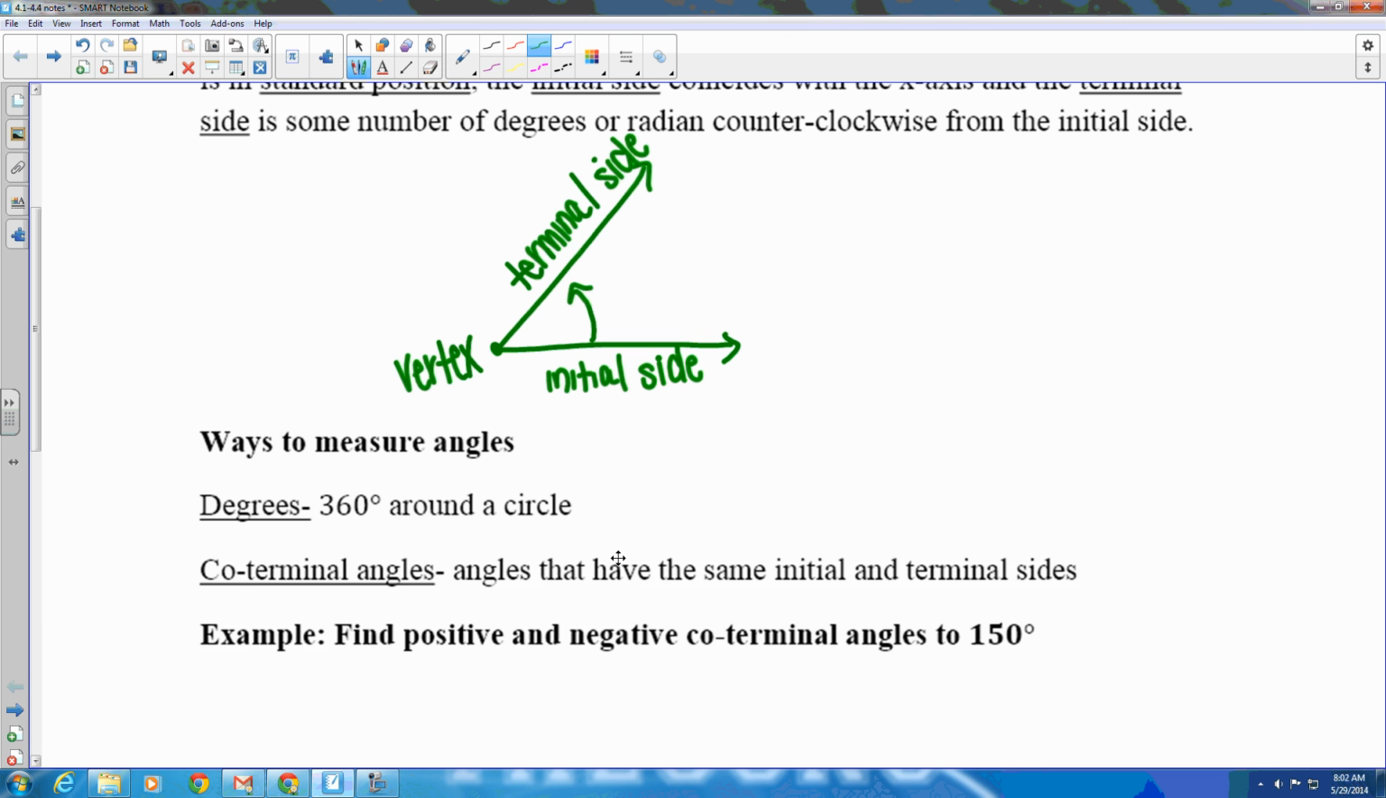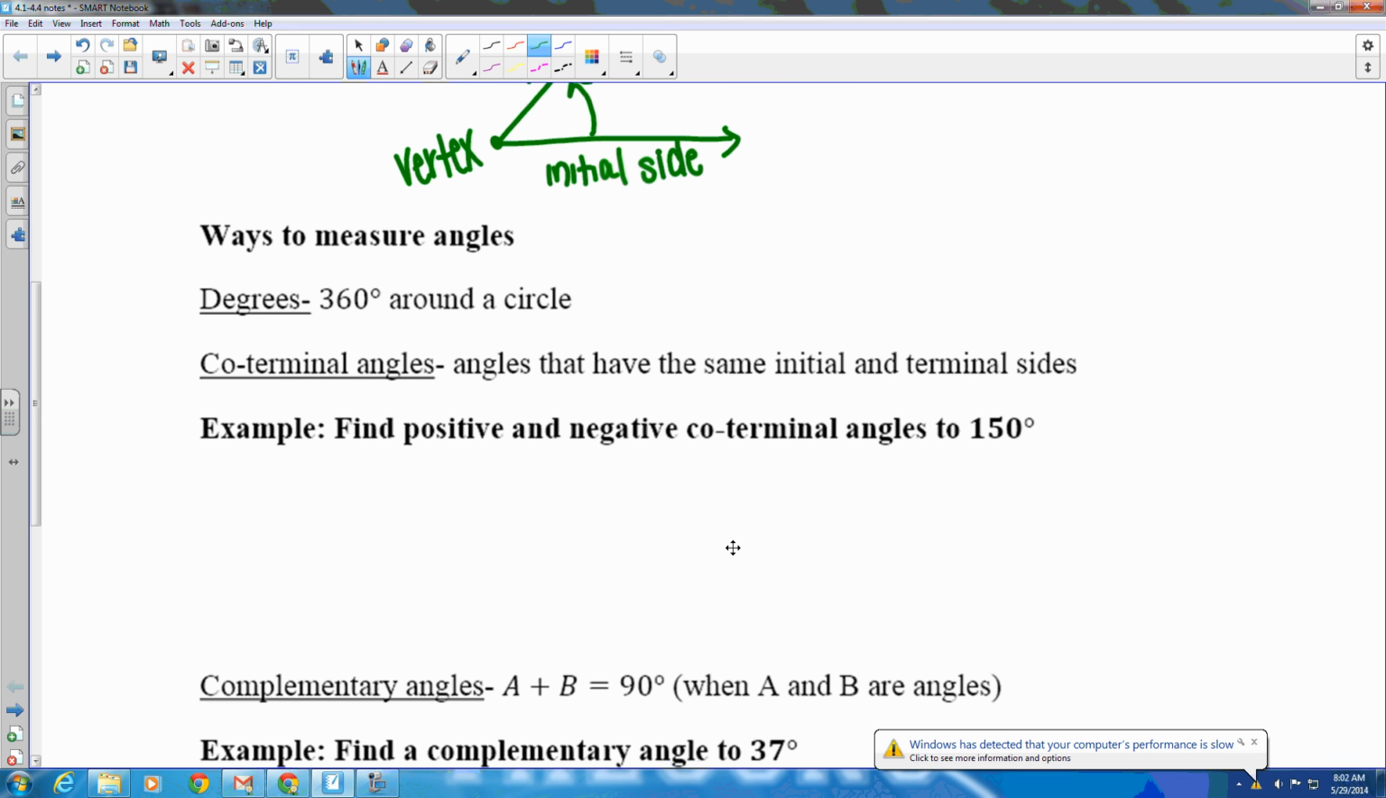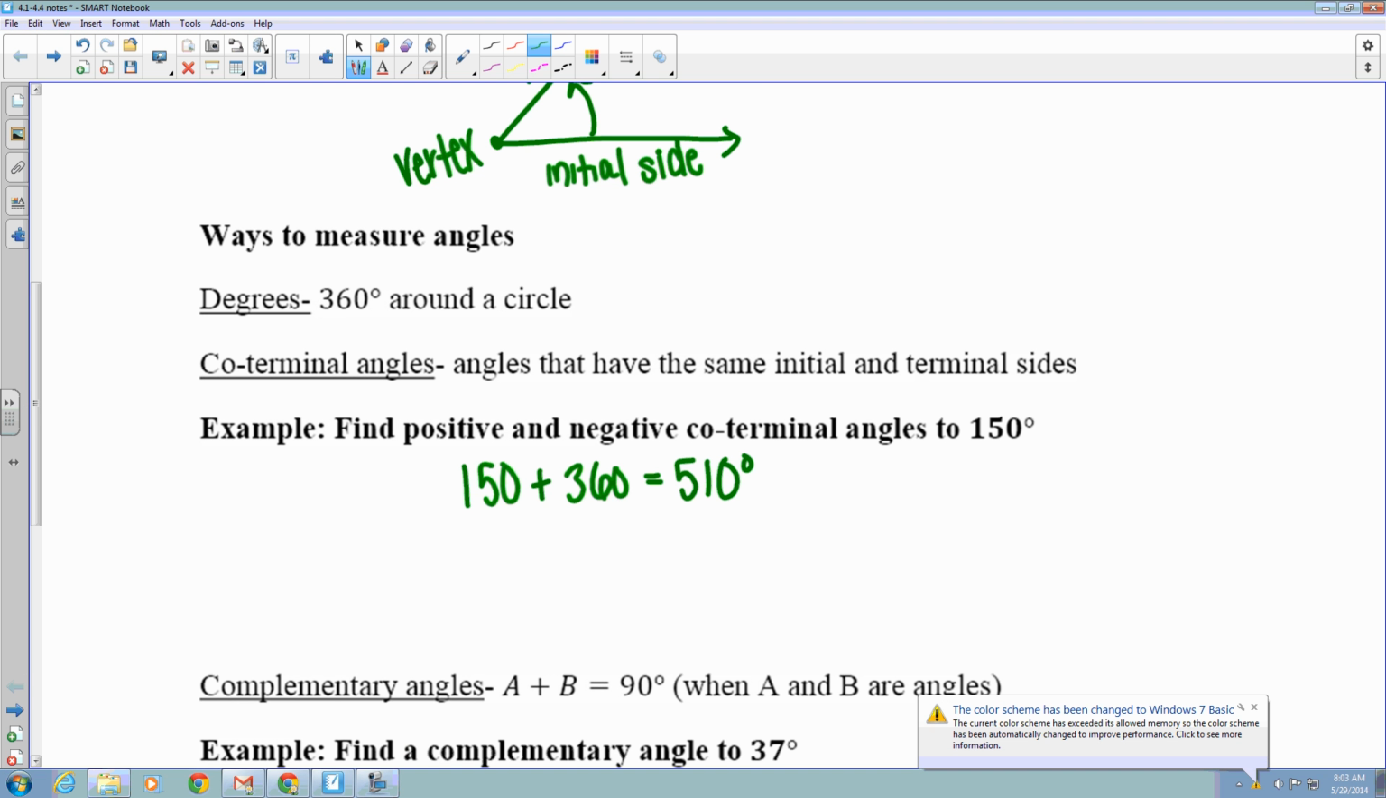So let's just start by finding different coterminal angles to 150 degrees. Coterminal angles are found by adding and subtracting 360. So if I want to find a positive angle that's coterminal, I would just add 360 and it would look exactly the same, but it would be obviously a lot bigger. 150 plus 360 is 510, so that's our positive coterminal angle. And then we subtract 360 for the second one and get negative 210 degrees for our second coterminal angle.